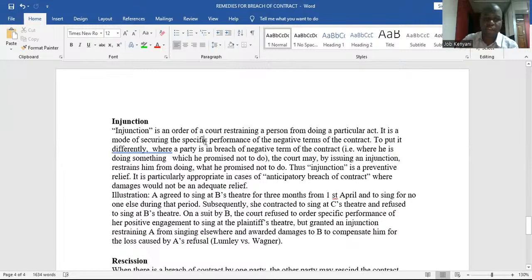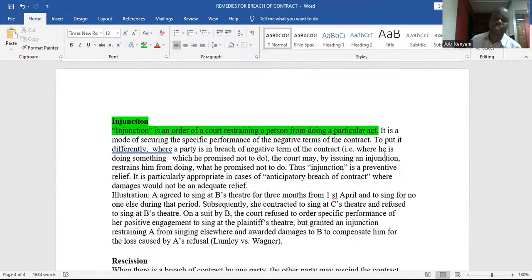Injunction is an order of the court restraining a person from doing a particular act. It is the mode of securing specific performance of negative terms of a contract. Where a party is in breach of a negative term of the contract, where he's doing something which he promised not to do, the court may, by issuing an injunction, restrain him from doing what he promised he would not do. They give an injunction order to stop the continuance of such a negative action or wrong thing under the contract.